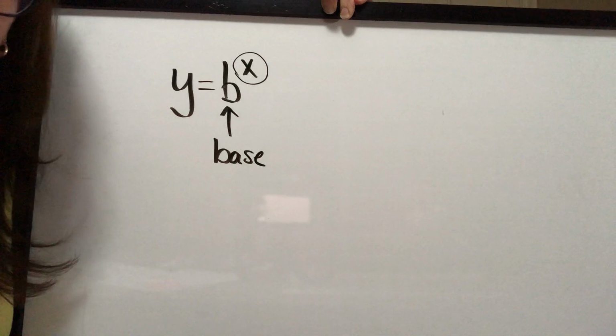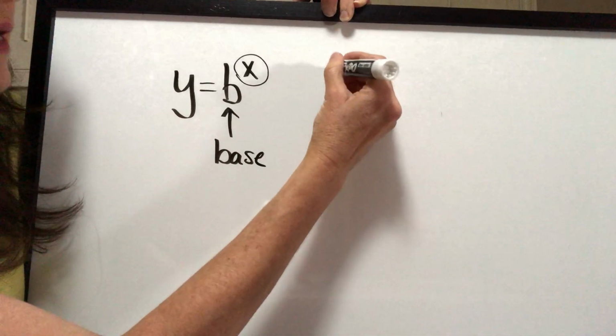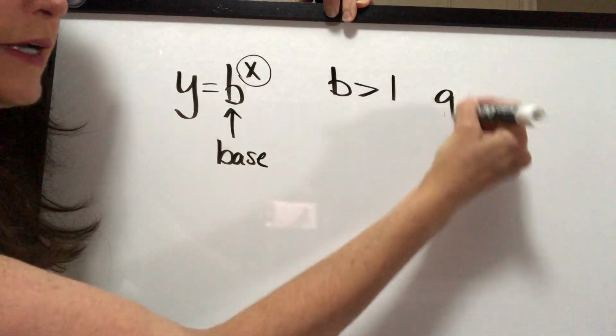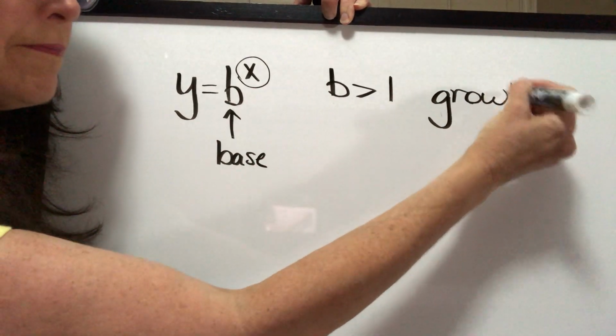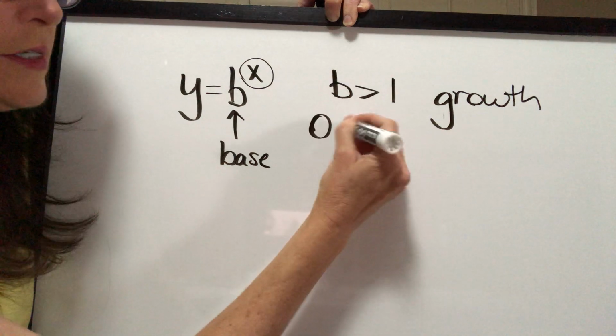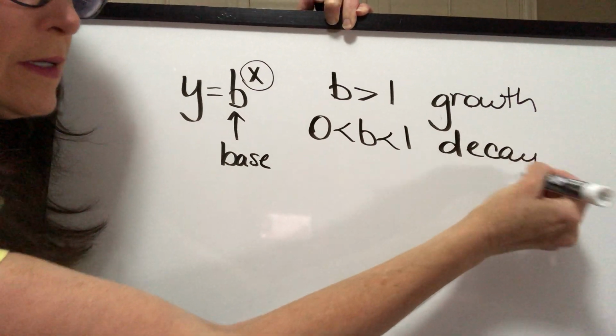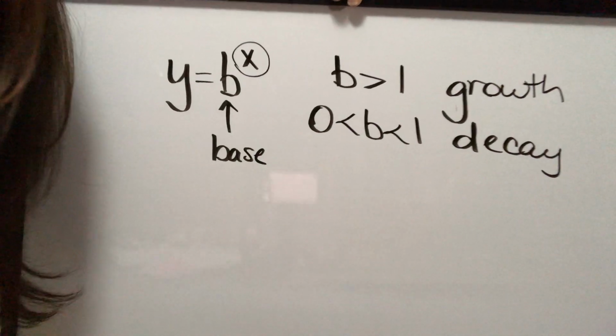There are two different types that we're going to look at. If the base is greater than 1, we will call that an exponential growth. And if the base is between 0 and 1, we will call it a decay. So it's going to be one of those two things in each case.